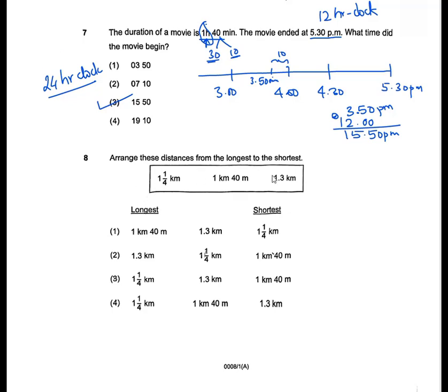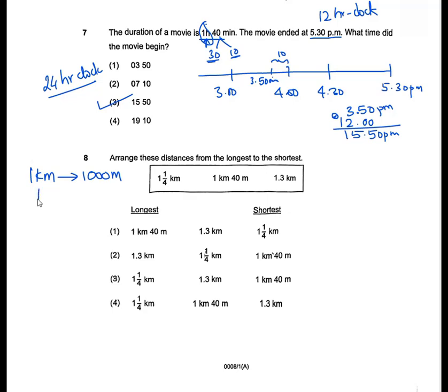Arrange these distances from the longest to the shortest. These options are given in kilometers, and this one is in kilometers and meters. This is again kilometers. So one option we have is convert this 40 meters into kilometers, and then try to compare, but even then this is in decimal. So another option is convert this fractional parts, the decimal parts into meters. For example, 1 kilometer is equal to 1,000 meters.